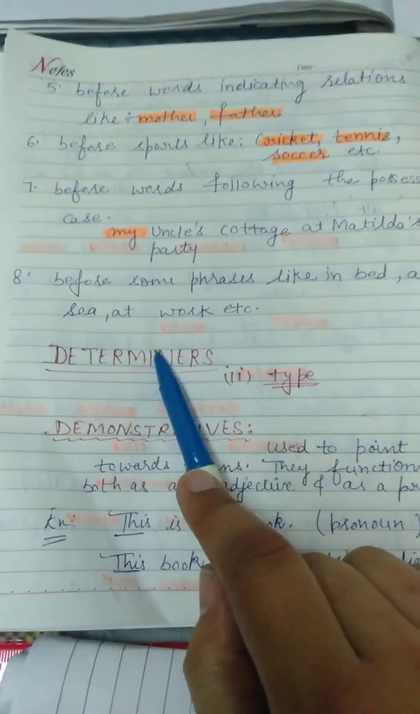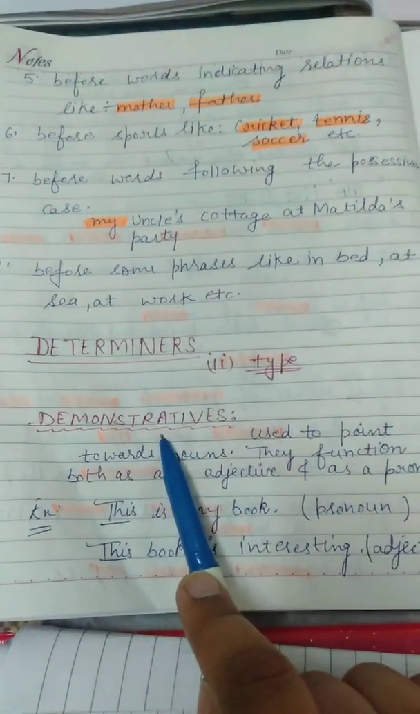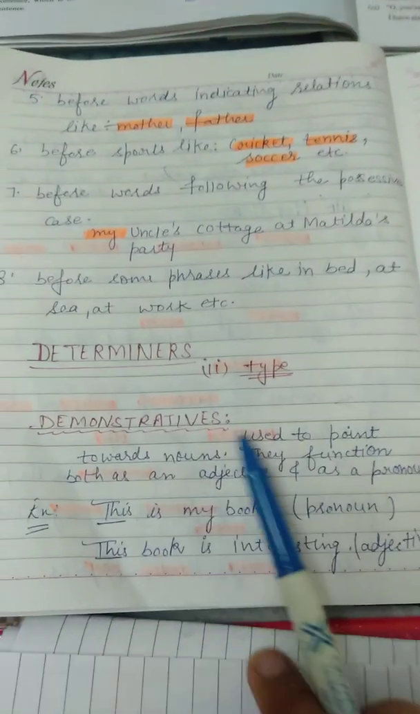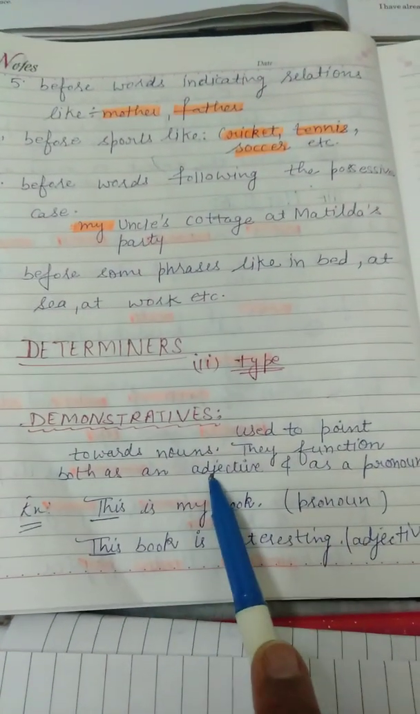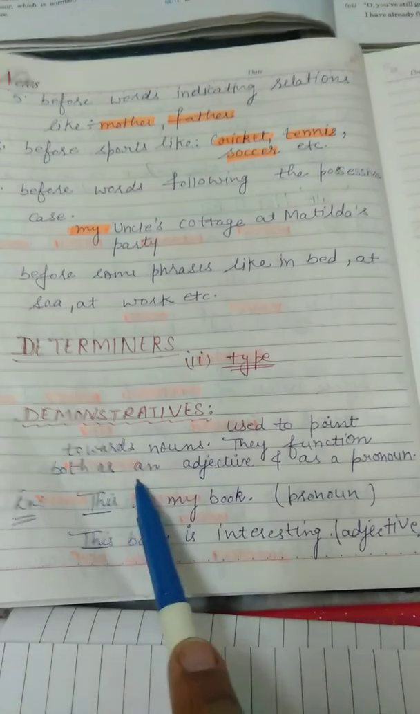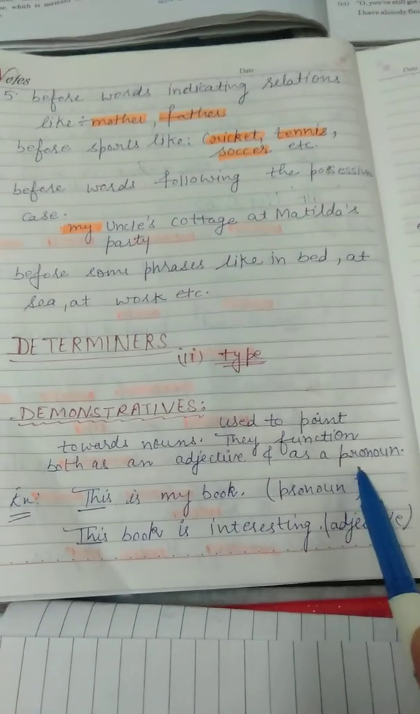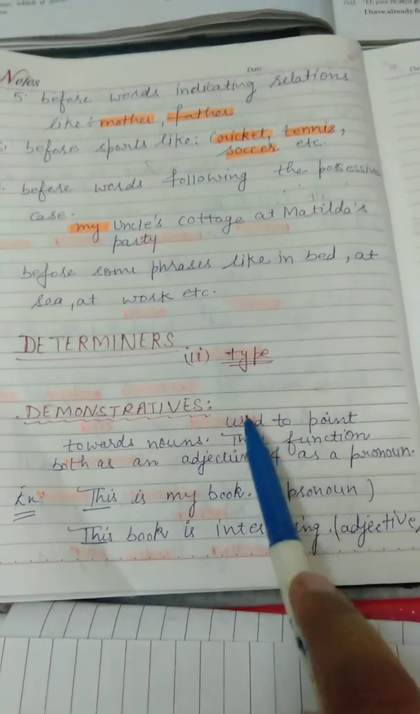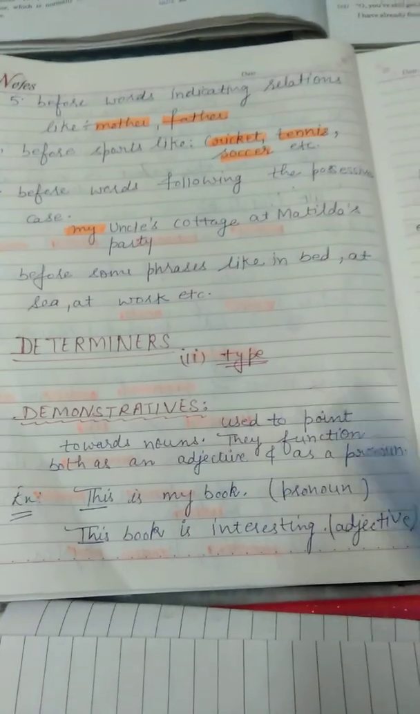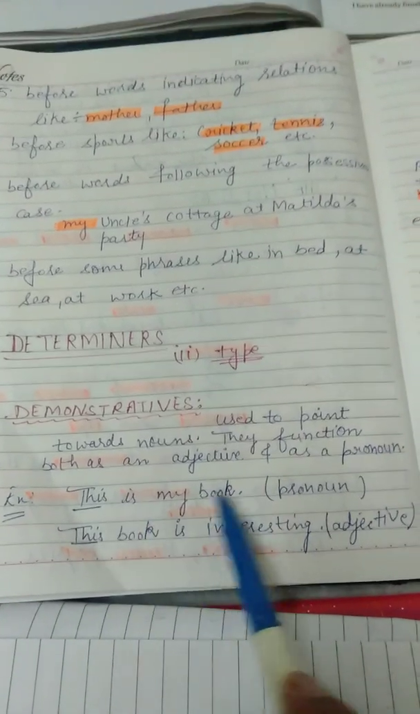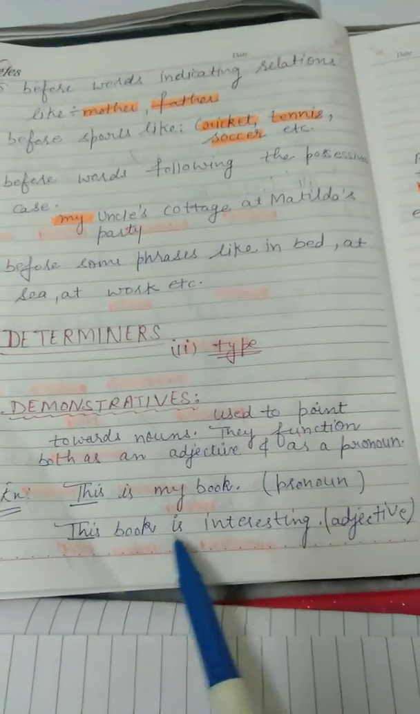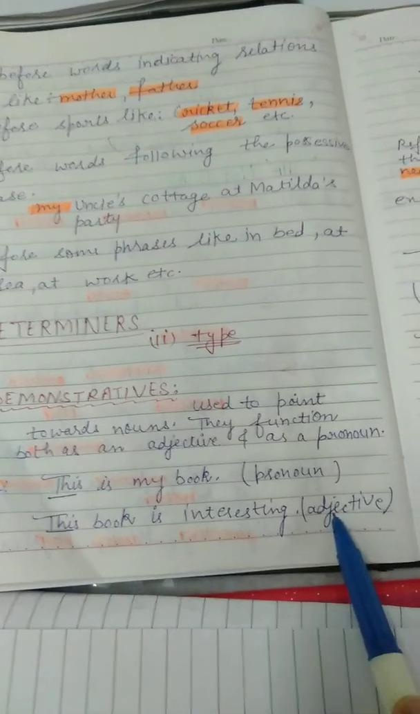Next type, second, is demonstratives. They are used to point towards nouns. They function both as an adjective and as a pronoun. These are very easy. Demonstratives: this, that, these, those. This is my book, pronoun. This book is interesting. Here it is adjective.